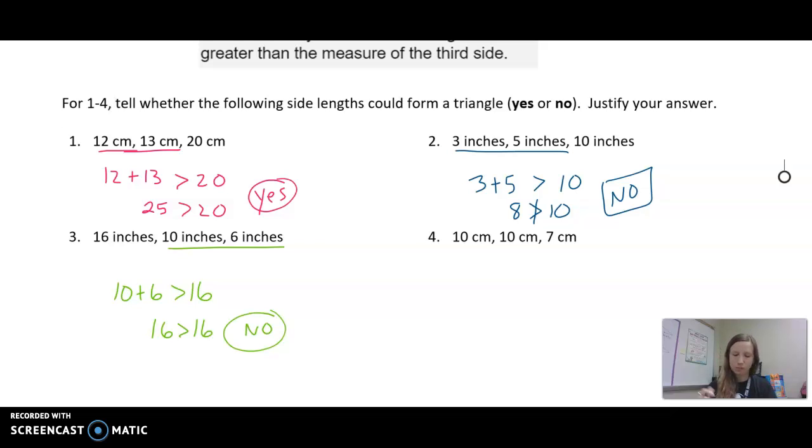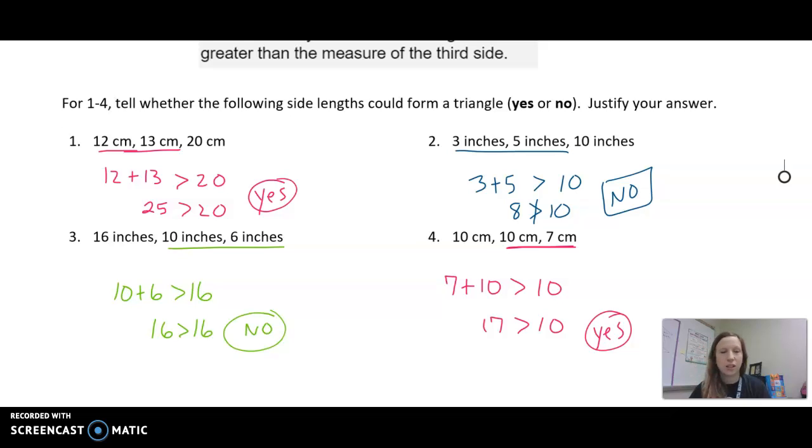Last one. Once again, grab the two smallest sides. This one's an isosceles triangle because two of the sides are equal. So 7 plus 10, is it greater than the third side, which is also 10? 7 plus 10 is 17, which is greater than 10. So yes, this would form a triangle.